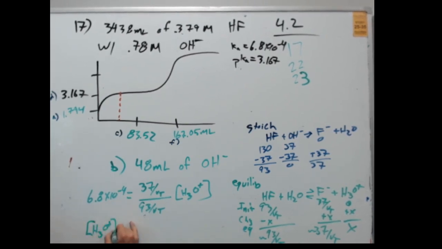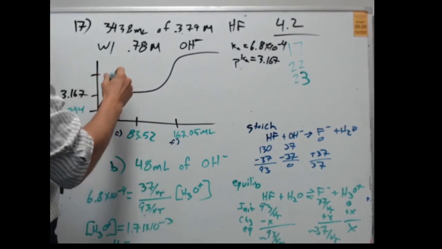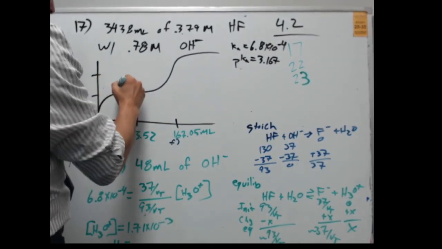I get H3O plus is equal to 7.1 times 10 to the minus 3. pH is equal to, you multiply that by that, 2.7. And then now that's what he's put here. That's what that is, right?